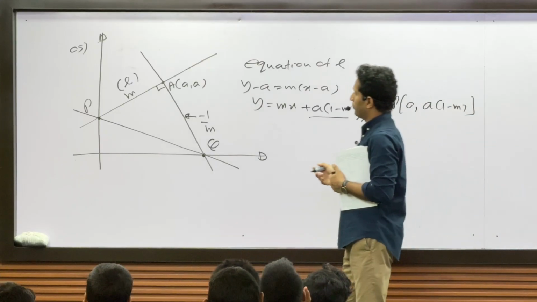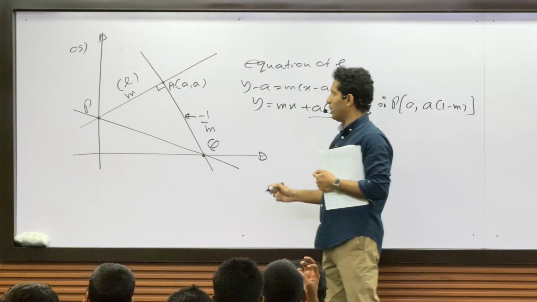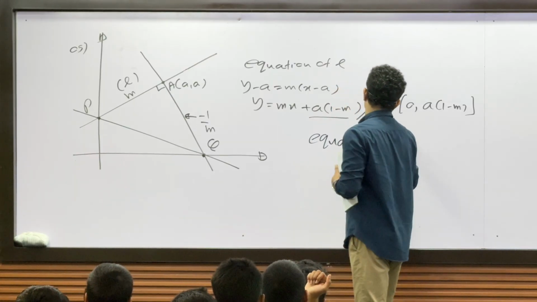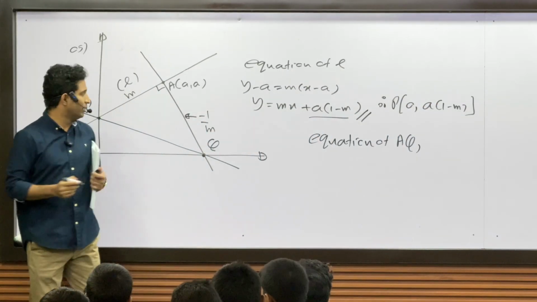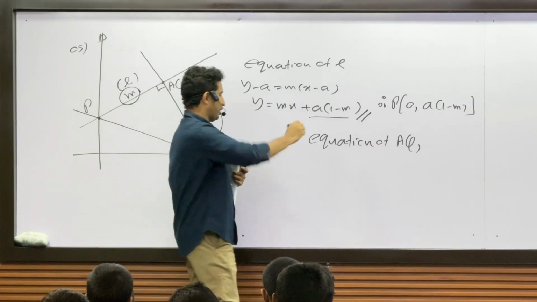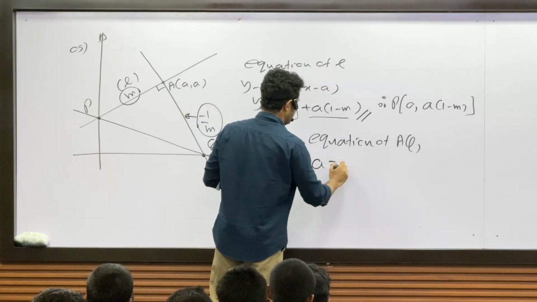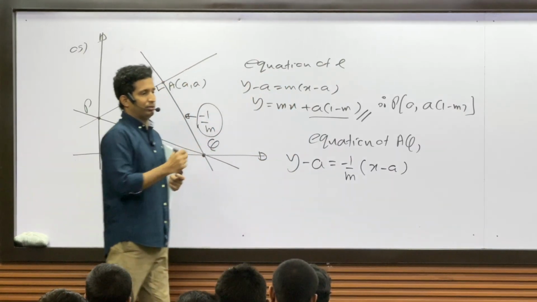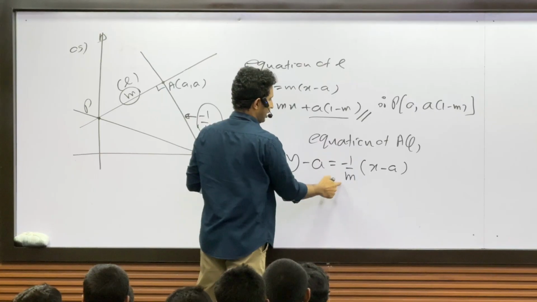Then again I will try to find the equation of AQ, the perpendicular line through A to L. The gradient is minus 1 over m, since these two lines are perpendicular to each other. The equation of AQ: y minus a equals minus 1 over m times (x minus a), like this.